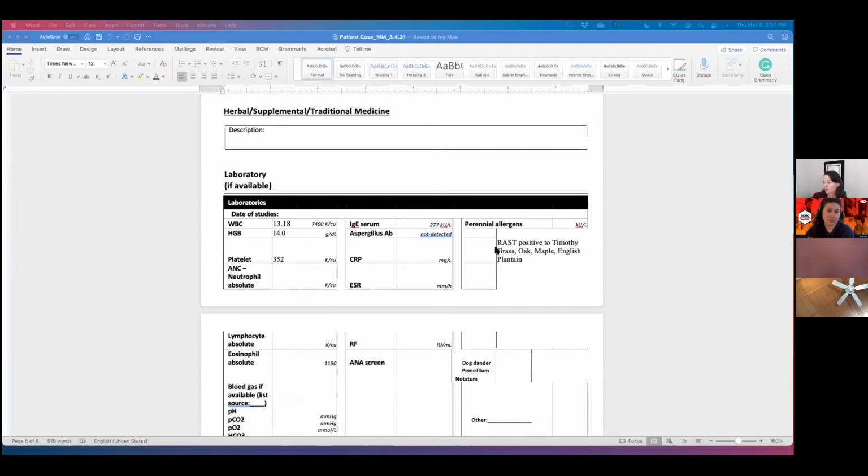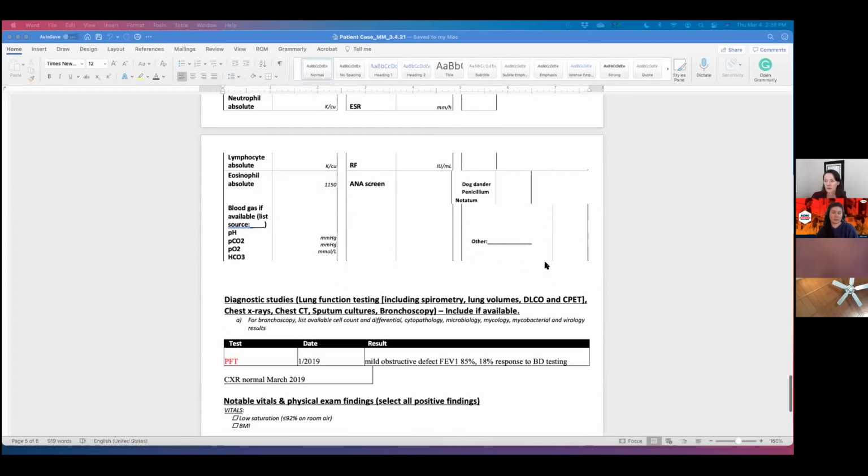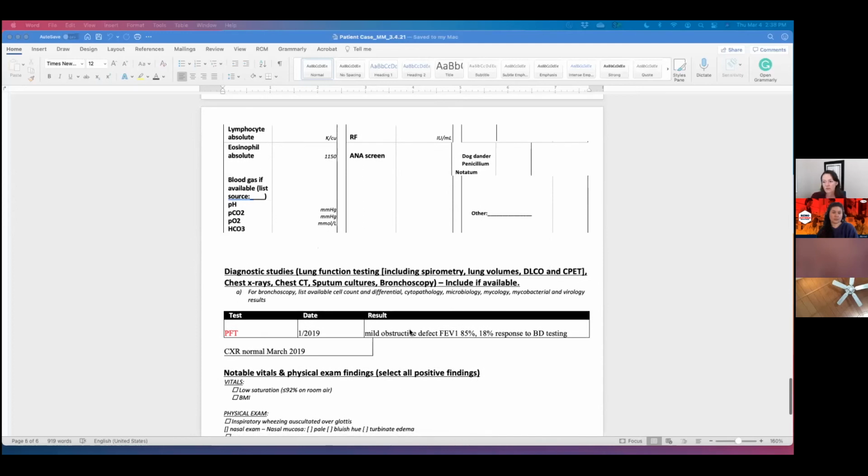The results of her RAST testing demonstrated positive results to Timothy grass, oak, maple, and English plantain. So grasses, trees. Her lung function testing, she had a pretty extensive workup. She had a cardiopulmonary exercise test that didn't really reveal any abnormality.